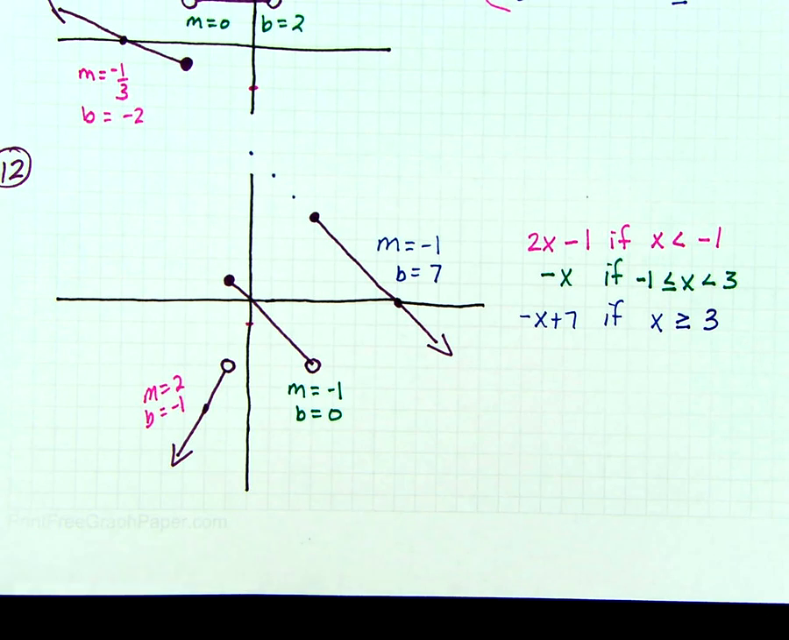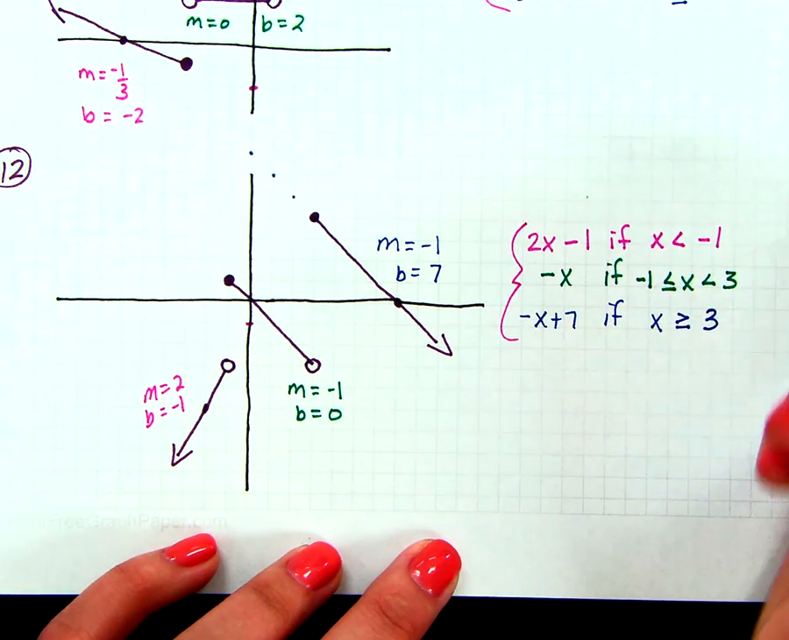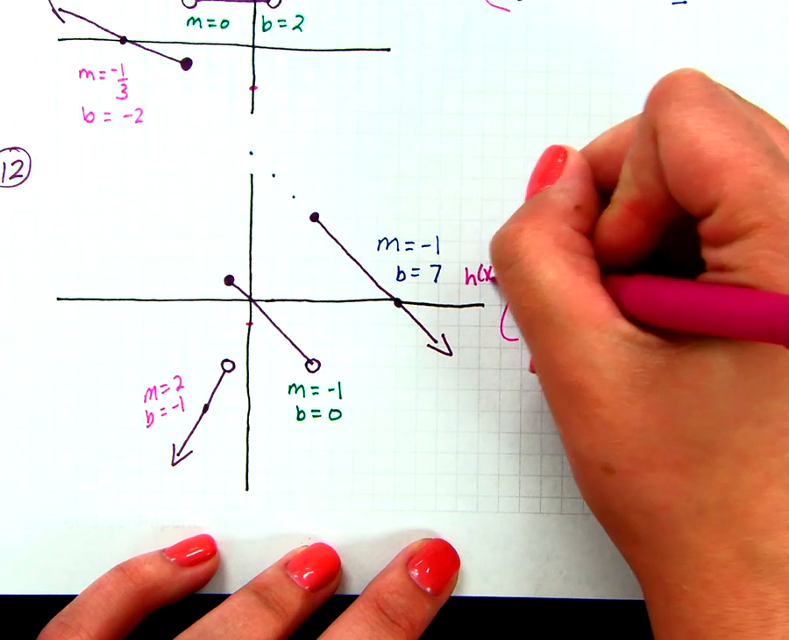So again, we're just going to put all of that into a curly bracket, and we're going to name our function. So this time I will use h of x. So h of x equals.